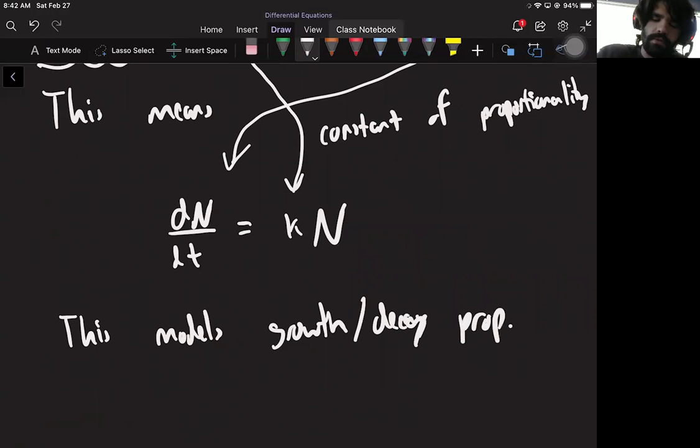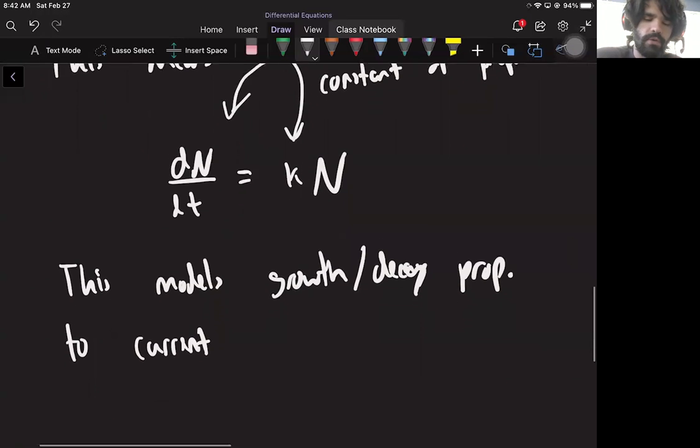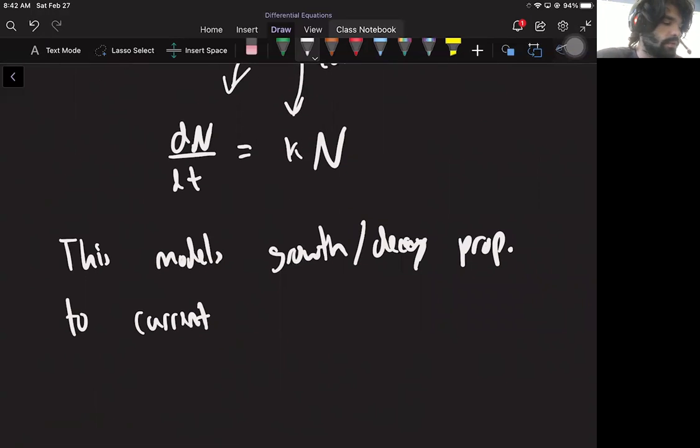proportional to the current amount. And again, there are other ways to model growth and decay where things grow or decay differently, but this is just one. This is the first and easiest way. Okay.